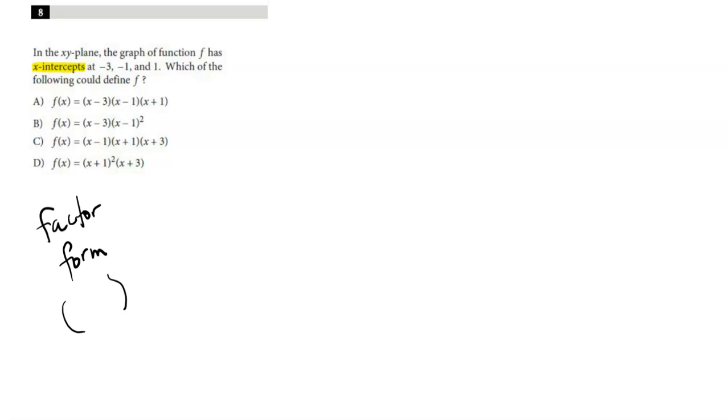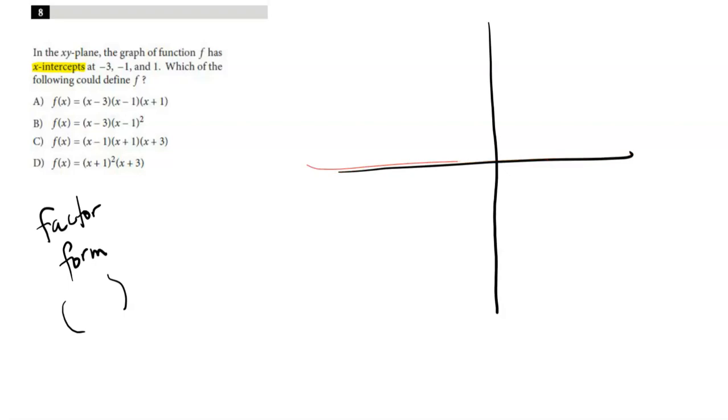Okay, which means they're kind of in parentheses like that. So if I think about my graph, x-intercepts are basically where we cross the x-axis somewhere. So they're telling me that I have x-intercepts at -3, -1, and 1. So I have an x-intercept right here, an x-intercept right there, and then another x-intercept over here.